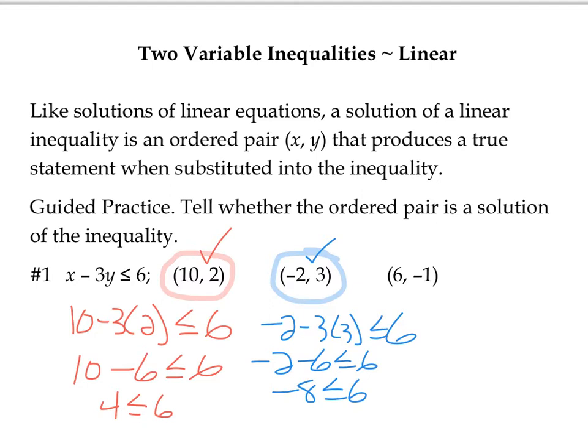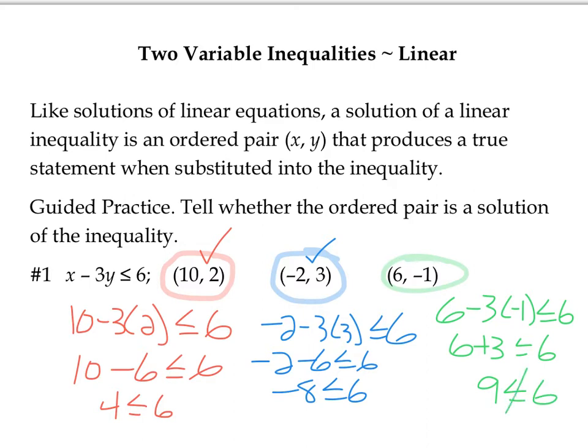And then the last point, (6, -1). We plug those values in, and we get 6 minus 3 times negative 1 is less than or equal to 6. That'd be 6 plus 3 is less than or equal to 6. 9 is not less than or equal to 6. This would not be a solution for that inequality.